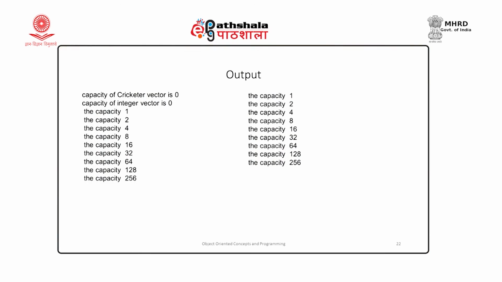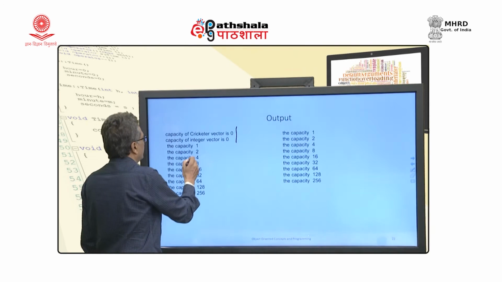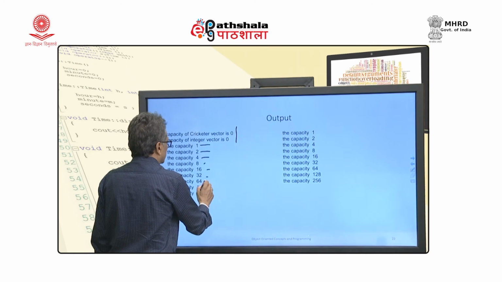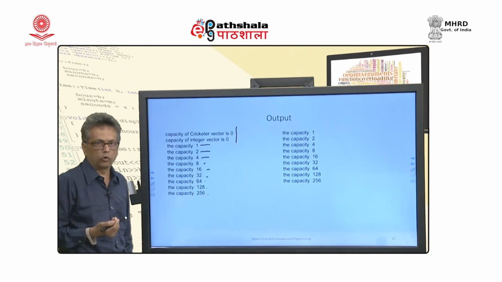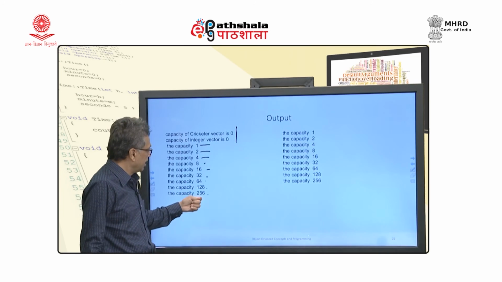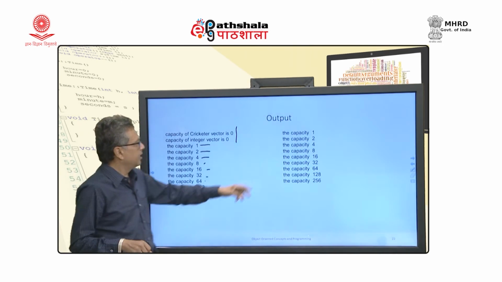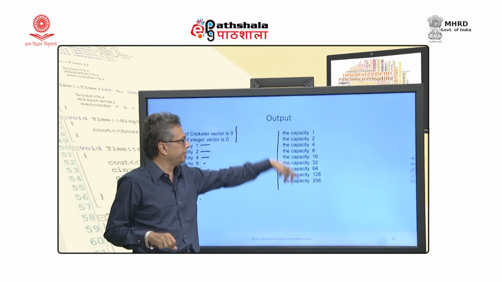And here it shows the integer vector in the beginning, both of them have no elements. So, the size is 0, then it increases to 1, 2, 4, 8, 16, 32, 64, 128, 256 and so on, because the last element was 200, it demanded 256. So, you can see how it grows, and the case of VC is also like this.